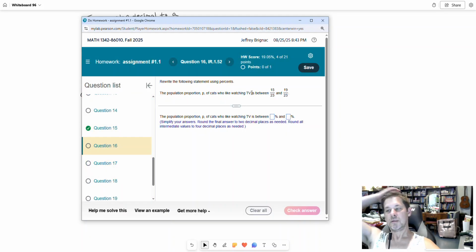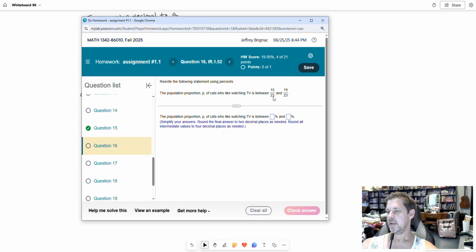Okay, so here, this is kind of a crazy problem, but we'll have to work with what it says. It says, can we rewrite this statement using percents? The population proportion of cats who like watching TV, if that's possible, I don't know, but this is what it says, is somewhere between 15 out of 23 cats and 19 out of 23 cats like watching TV. Okay, so I want to convert this to the same statement, but with percentages. Okay, so like, how do you convert 15 over 23 to a percent, or 19 out of 23?